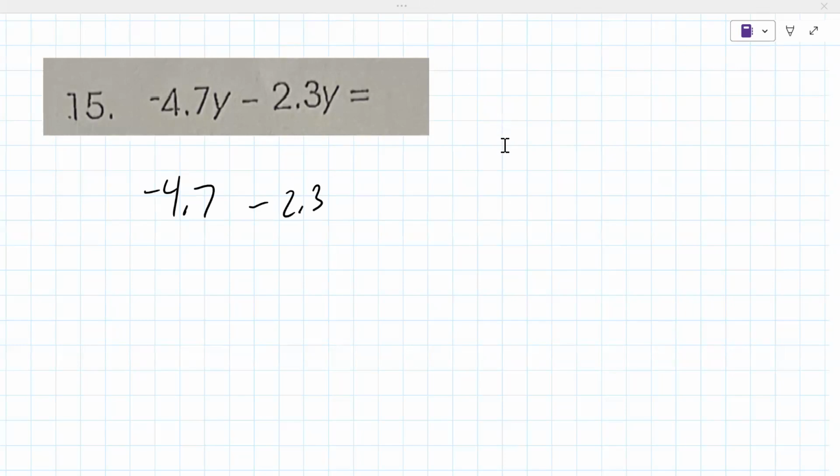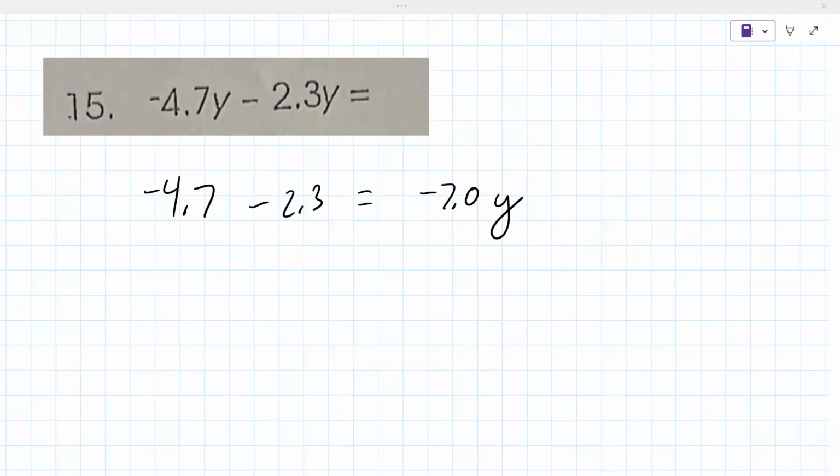7.0, -7.0. It's -7.0 and then the y with it. Very, very good. Okay. All right. Any questions before we move on to another topic here?